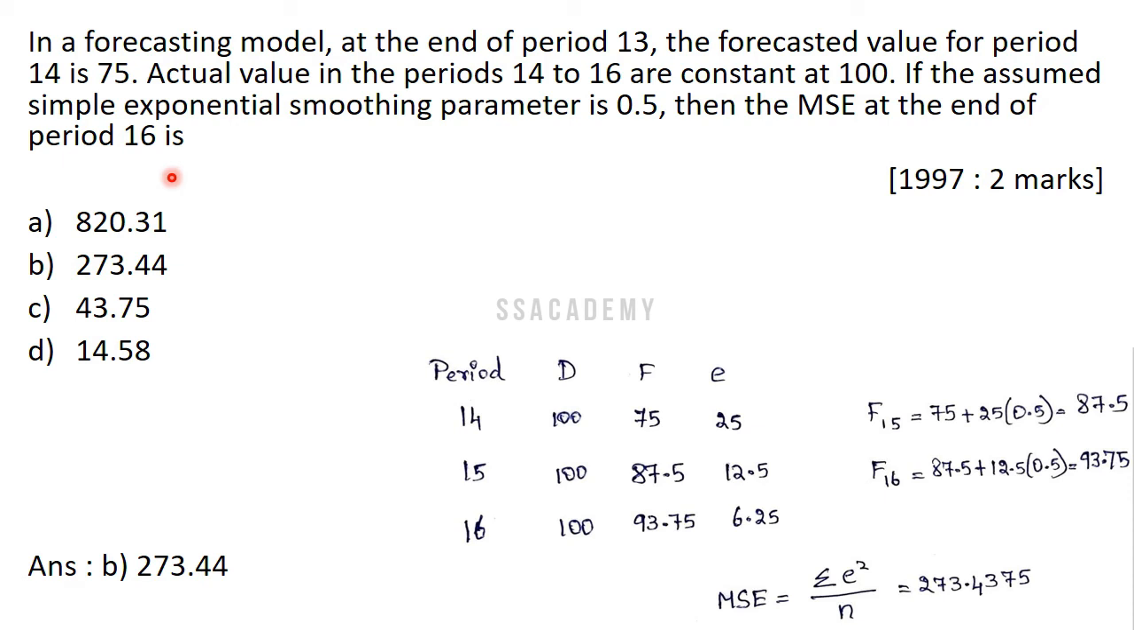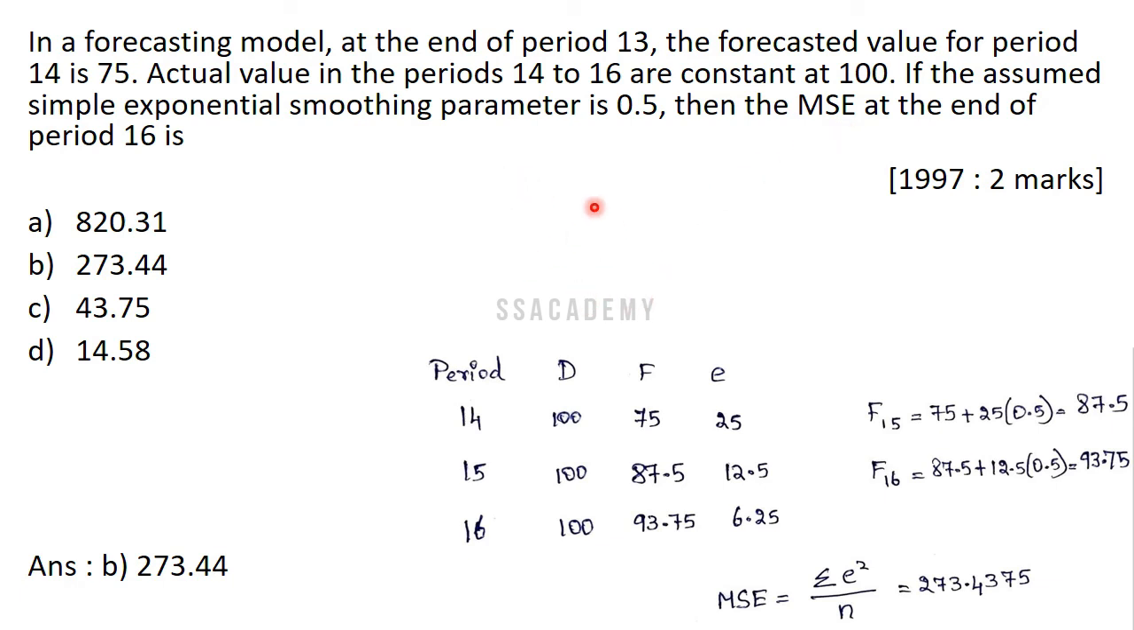The last and final question is: in a forecasting model, at the end of period 13, the forecasted value for period 14 is 75. Actual values in periods 14 to 16 are constant at 100. If the assumed simple exponential smoothing parameter, which is nothing but the smoothing constant, alpha, is 0.5, then the MSE, mean square error, at the end of period 16 is. Here they have asked the mean square error. We have seen already two one-mark questions, in which we calculated the forecast, and in another one we calculated the mean square error. Here they have asked the mean square error.